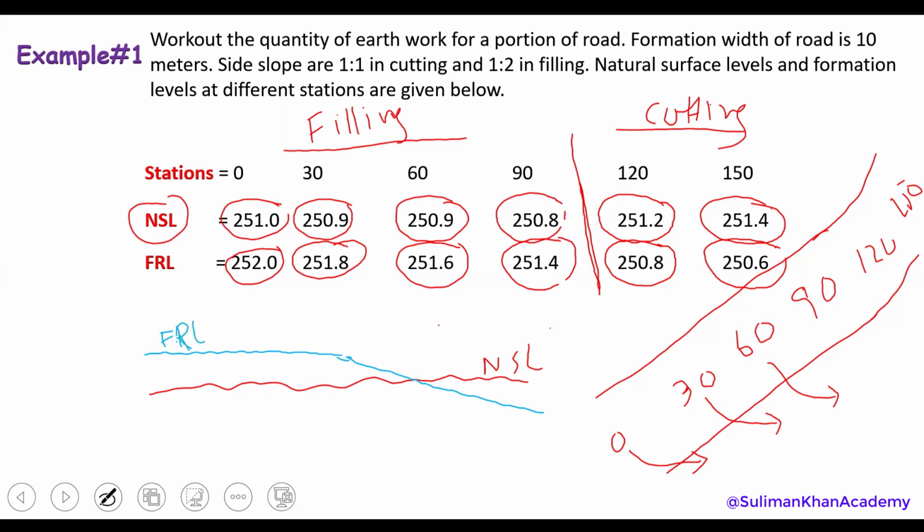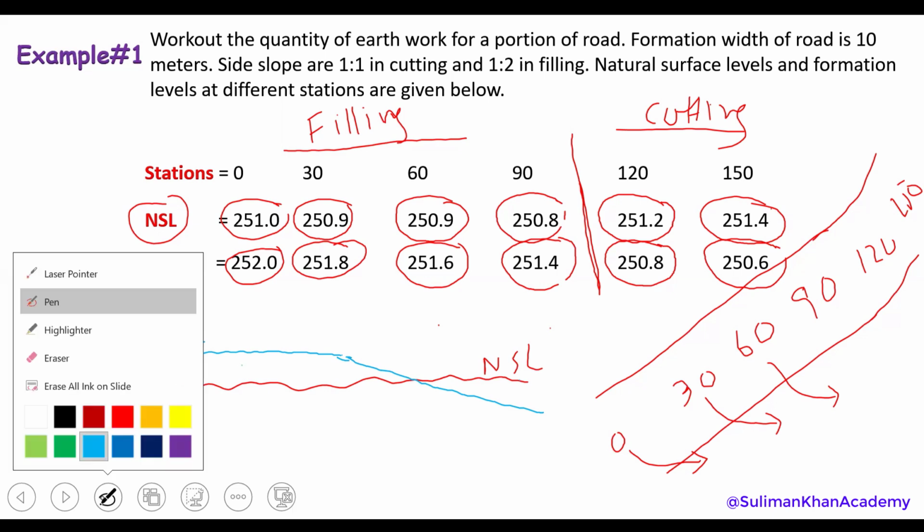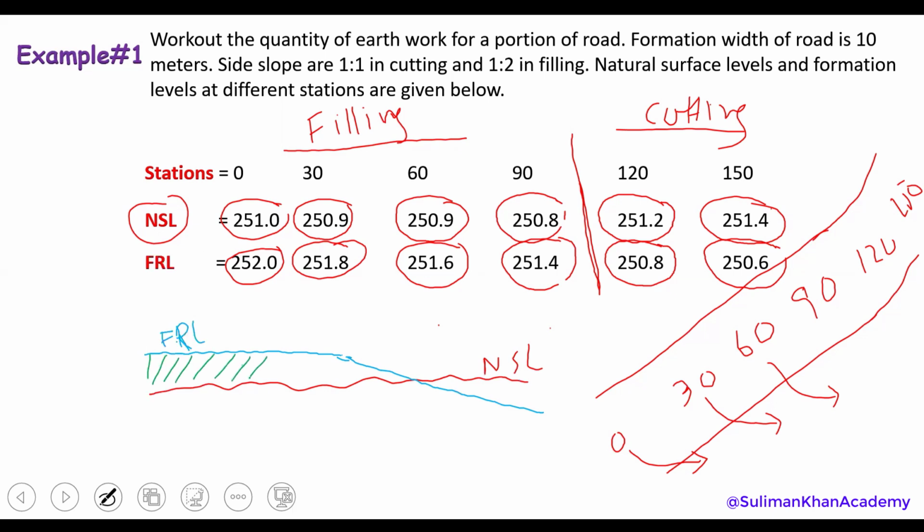Very simple. It means here we should have filling. This portion is just filling, and this portion is cutting. Very simple and straightforward. But here is a point where we don't have cutting and filling, both are just zero. This point is known as the intermediate point, IP. Intermediate point is a point where we don't see any cutting and filling, or you can say the FRL is crossing NSL, or NSL is crossing FRL.